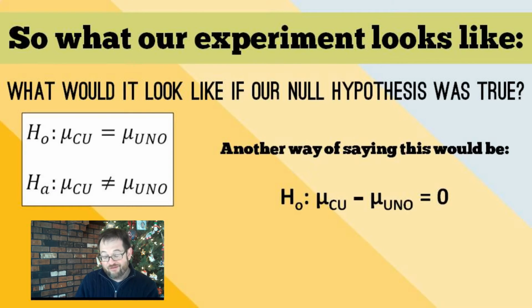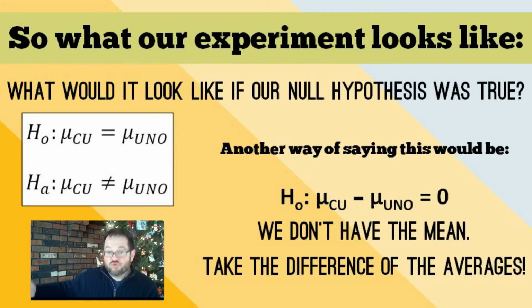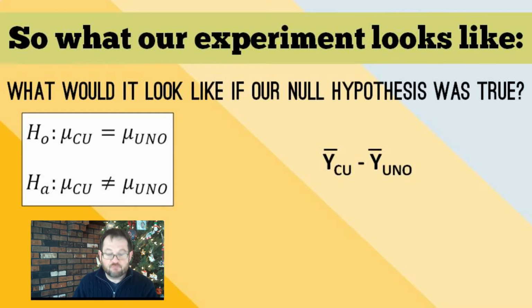Well, if I knew the means, we would be able to solve that, right? The problem is we don't know the means. If I knew the means, we wouldn't have an experiment in the first place. If I knew what the mean height at Creighton was and what the mean height at UNO was, we wouldn't have an experiment. But we do have averages, and they are estimators of the mean. So let's approximate this process by taking the difference between the averages. Let's compute y bar CU, the average height of Creighton students in our sample, minus y bar UNO, the average height of UNO students in our sample.